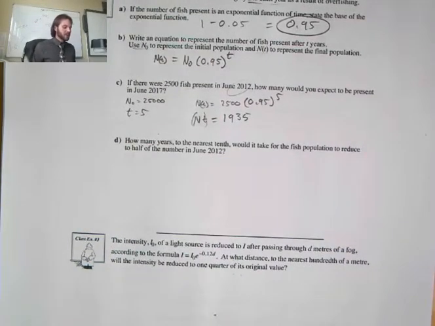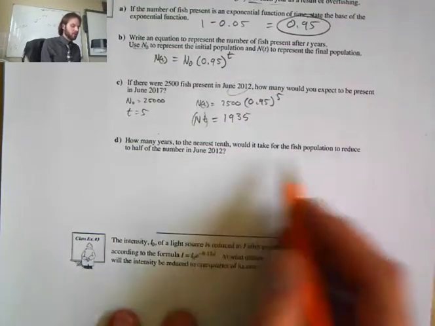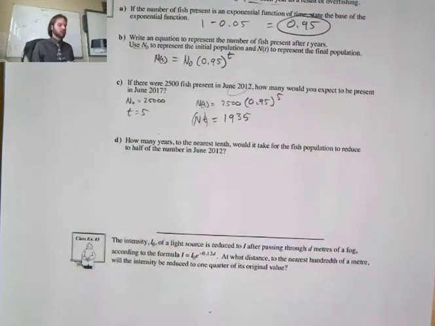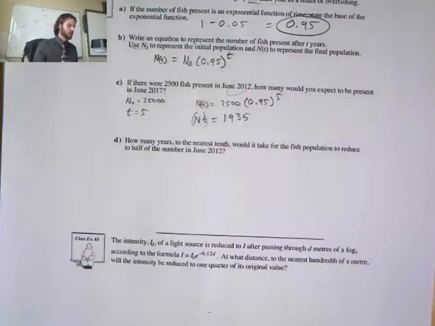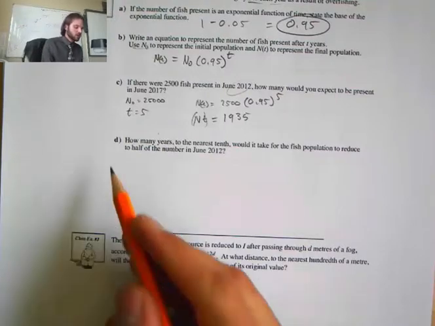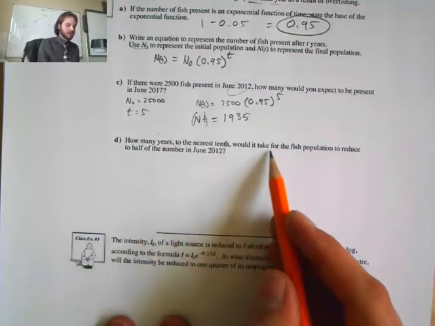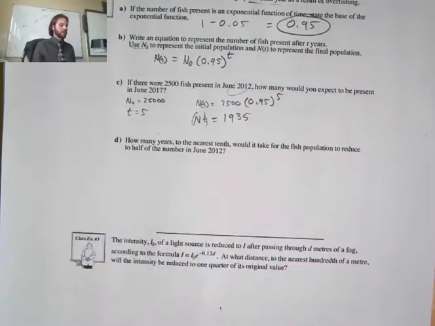It says, how many years to the nearest tenth would it take for the fish population to reduce to half the number in June 2012? Actually, this one here we could have rounded down. We could have put 34. I might have been smarter. So how many years to the nearest tenth would it take the fish population to reduce to half the number?